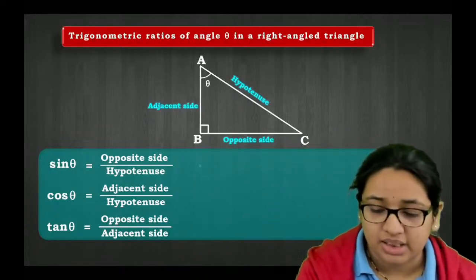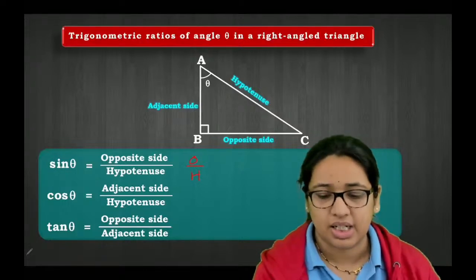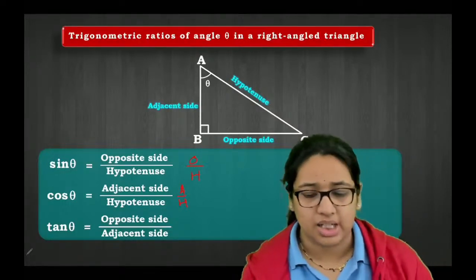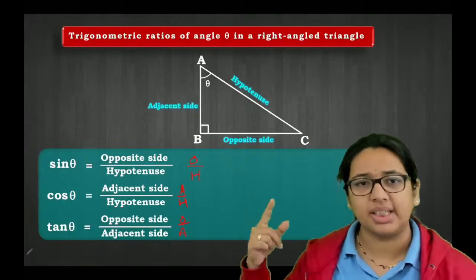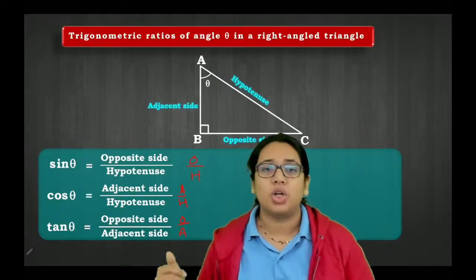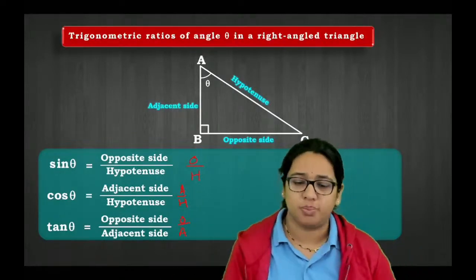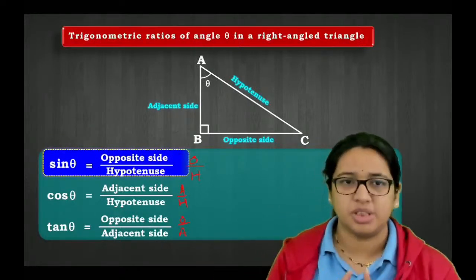You have to remember this: for sine, consider O upon H; for cos, A upon H; and tan is nothing but O upon A. Sine means O H, cos means A H, and tan means O A, that is opposite upon adjacent side. Is this understood?